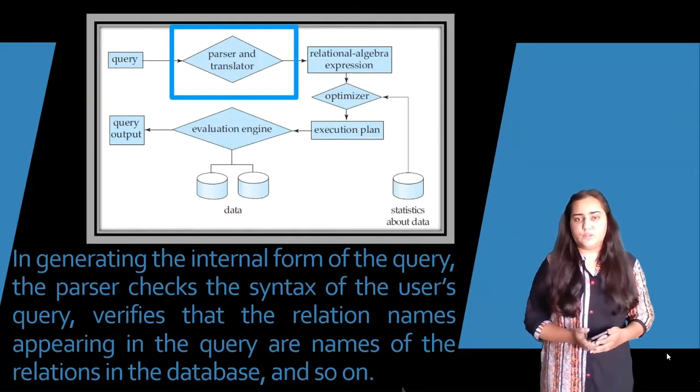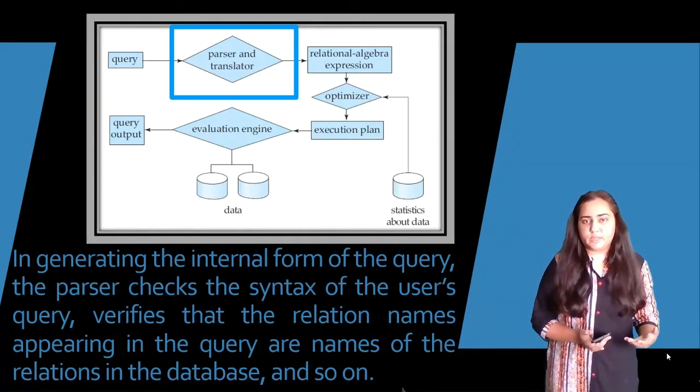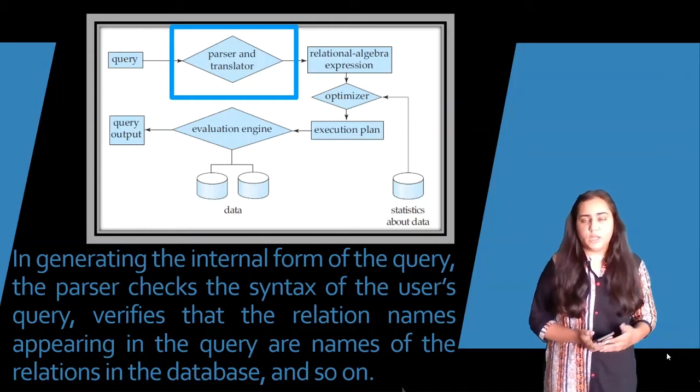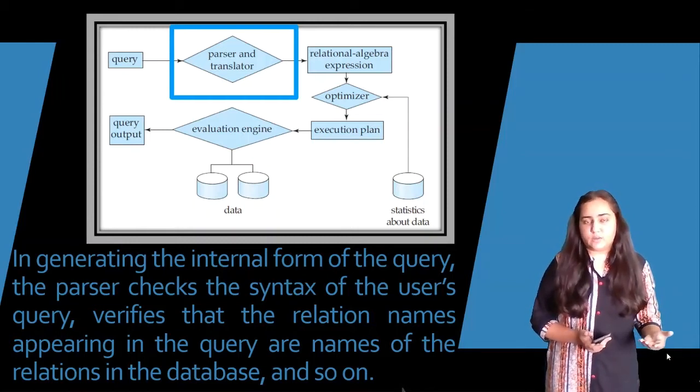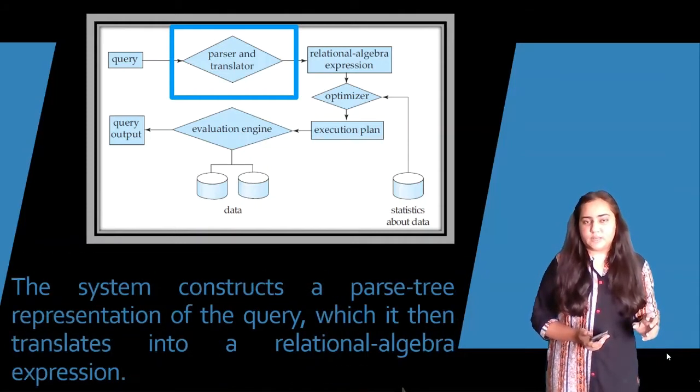The system will also verify the relation names that are appearing in the query, and it will make sure that those tables are available in the system. This is the first thing that is checked, whether the table names that are mentioned in the query are actually present in the system or not. So that is your first test. And after that, the whole syntax of the query is checked: if the column names are correct or not, if the conditions given are proper or not. So this is how parsing and translation takes place.